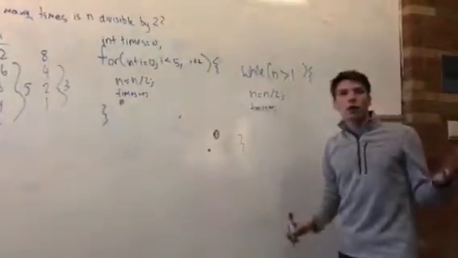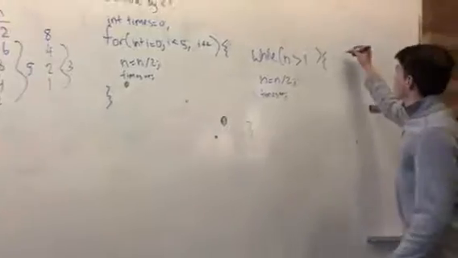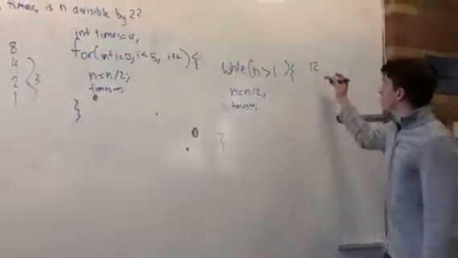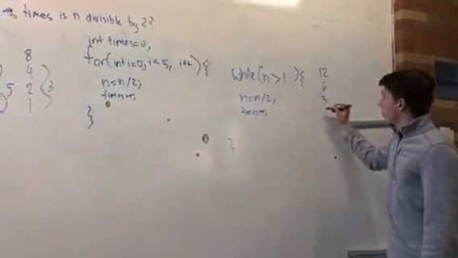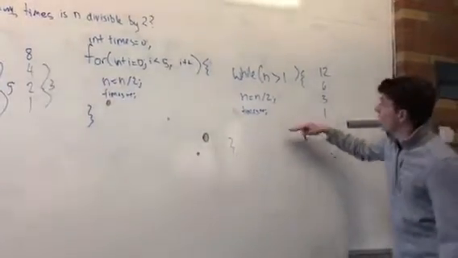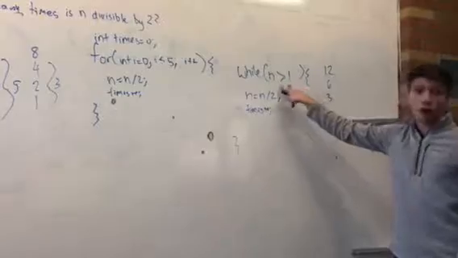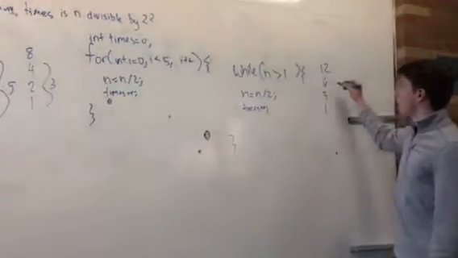So let's try this with a number that we haven't used yet. Let's try it with 12. We divide 12 by 2, get 6, 3, and then 1. And now that 1 is no longer greater than 1, we stop. And we see that times is going to be 3.